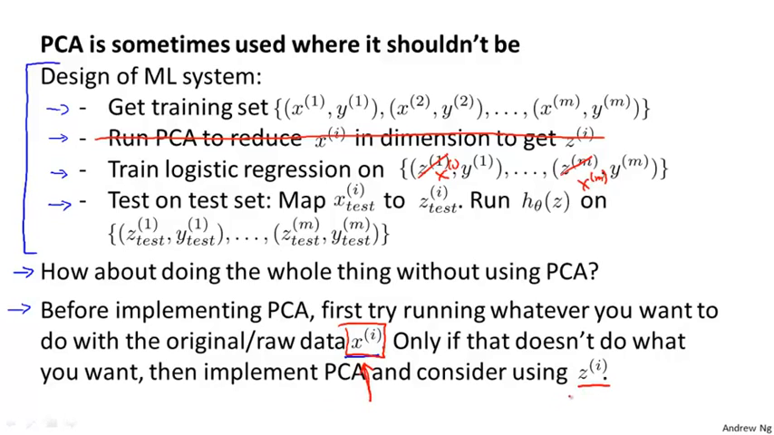Because what I do see is sometimes people start off with a project plan that incorporates PCA inside, and sometimes whatever they're doing will work just fine even without using PCA instead. So just consider that as an alternative as well before you go and spend a lot of time to implement PCA and figure out what K is and so on.